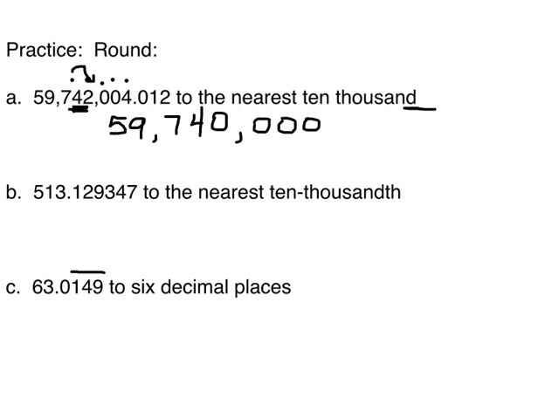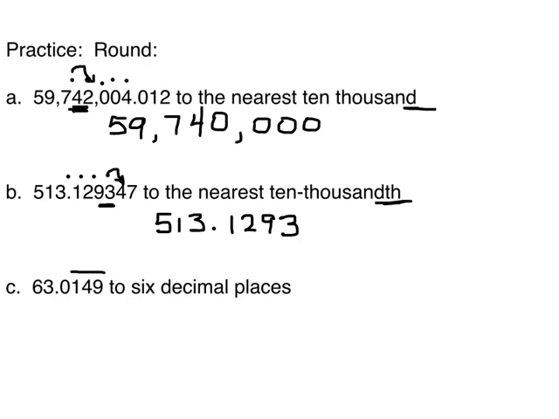B says round to the nearest 10,000th. There's that TH. So we've got tenths, hundredths, thousandths, 10,000ths. So the 3 is the one. We're going to look right, and that's a 4. So that 3 is going to stay a 3. So our answer then would be 513 and 1,293 10,000ths.